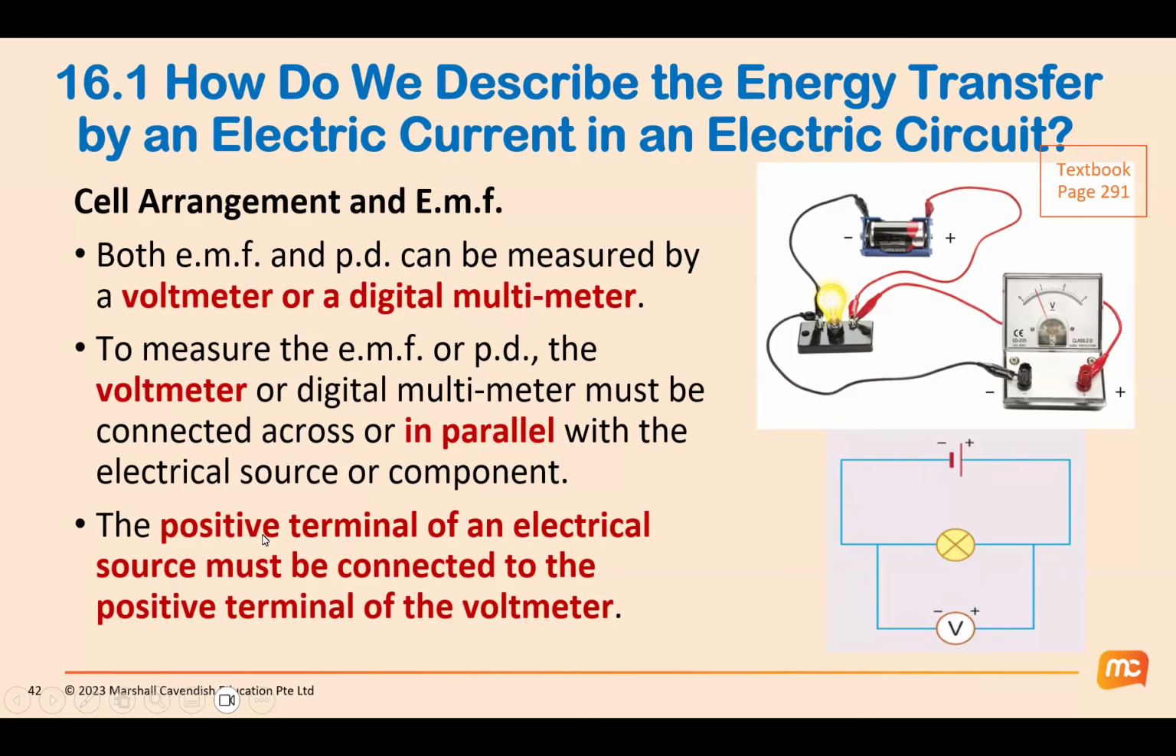And again, for the positive terminal, you can take a look. This is the positive terminal of the battery. It must be connected to the positive terminal of the voltmeter. You can see all the red wires are connected to the positive terminal, and all the black wires are connected to the negative terminal of the battery. And again, if you connect wrongly, the needle will go below the 0 marking. So just swap the connections to the voltmeter.